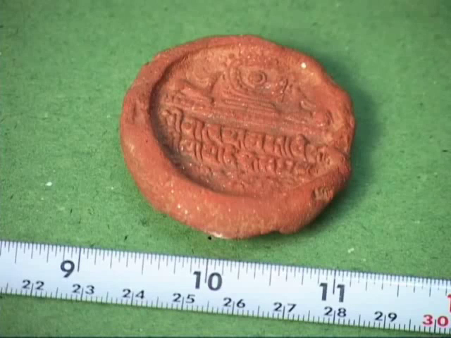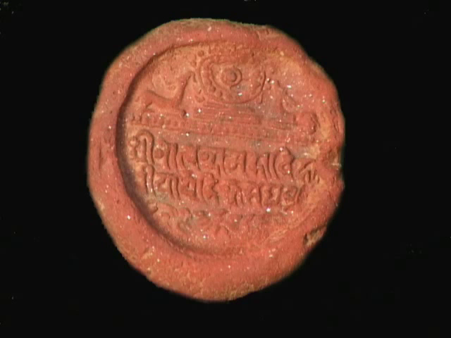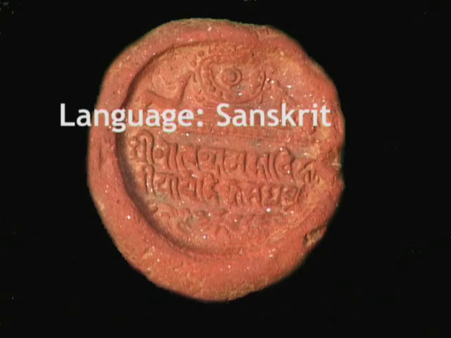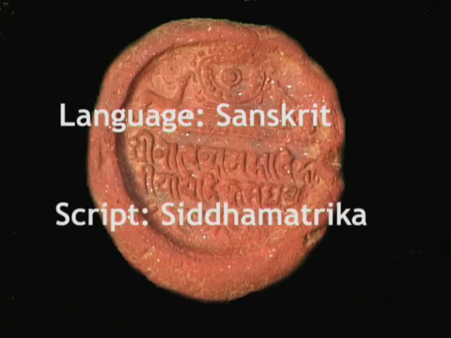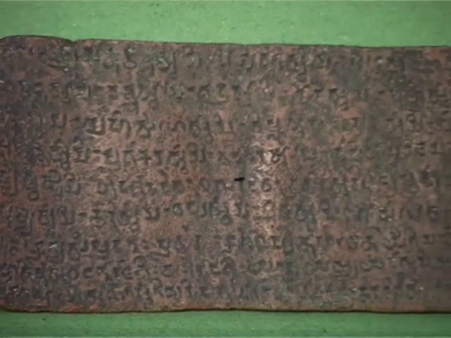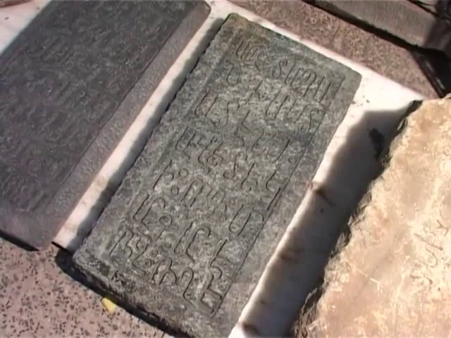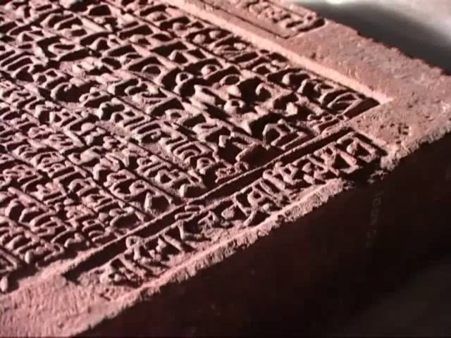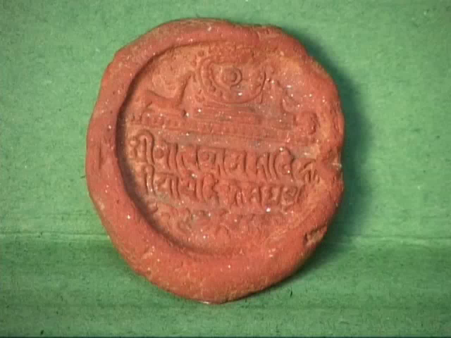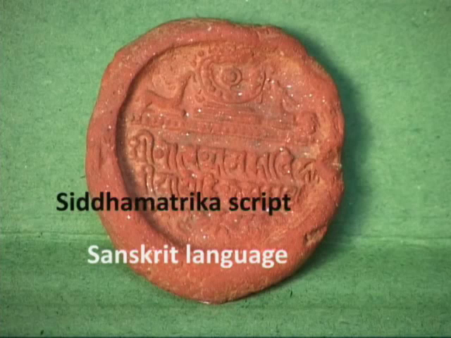This is a terracotta seal. There is the Dharma Chakra and some writing. This is from Nalanda and it goes back to the 9th century CE. The language here is Sanskrit and the script is Vidya-mitra. So in order to understand the inscription, one has to have a command over 2 elements, the script and the language. In this case, Sanskrit and Vidya-mitra.